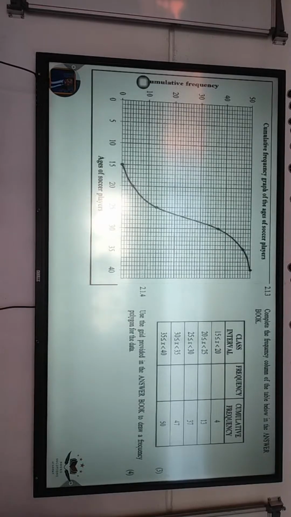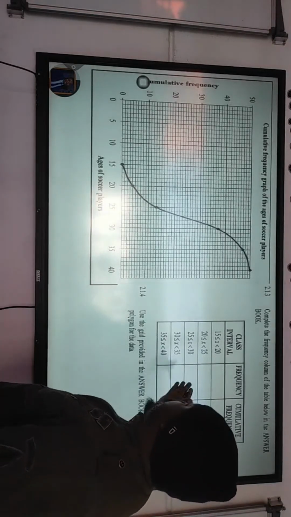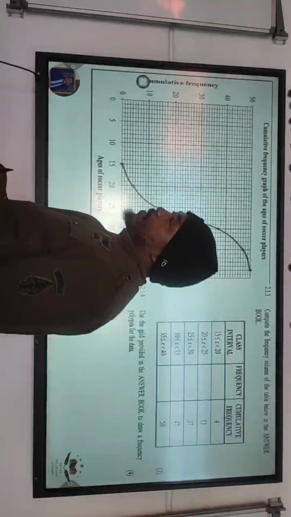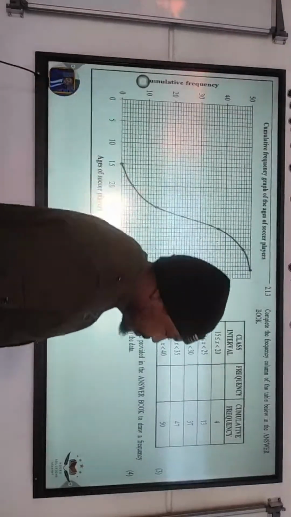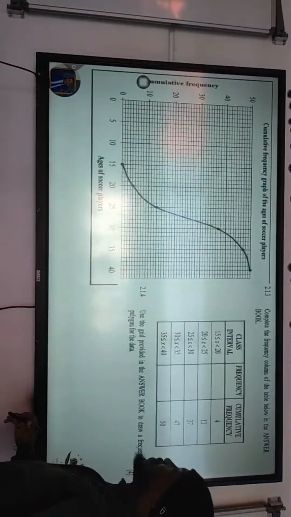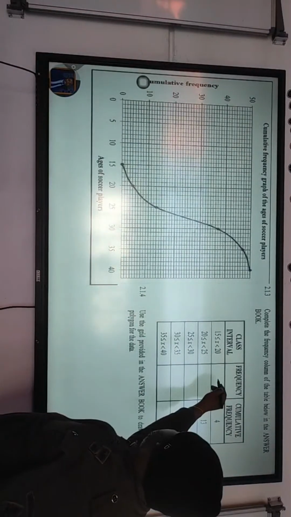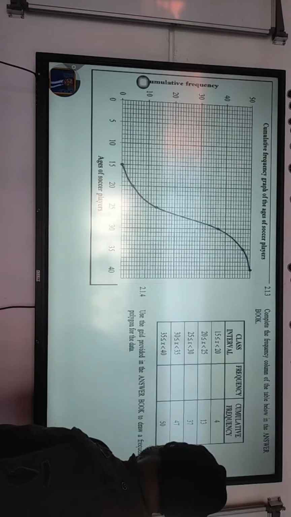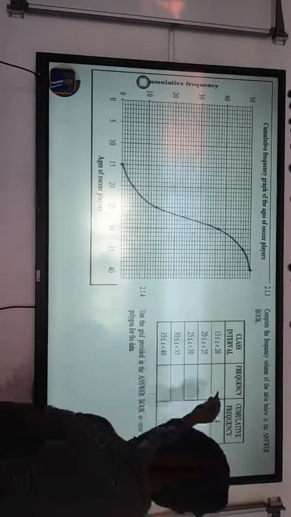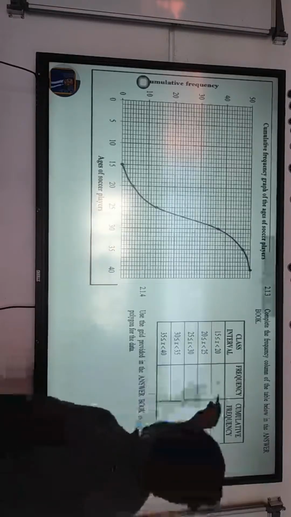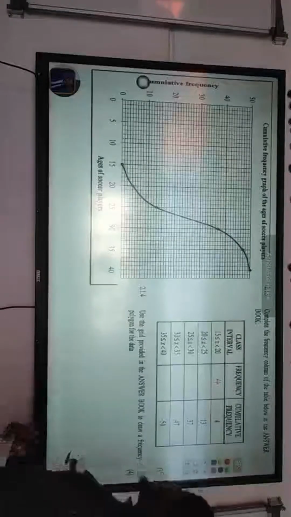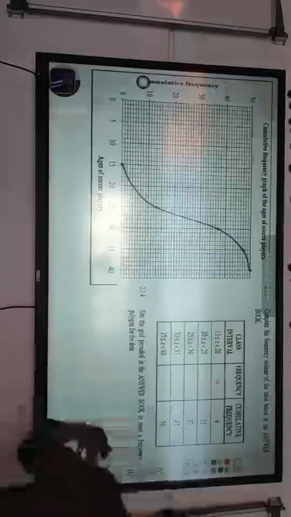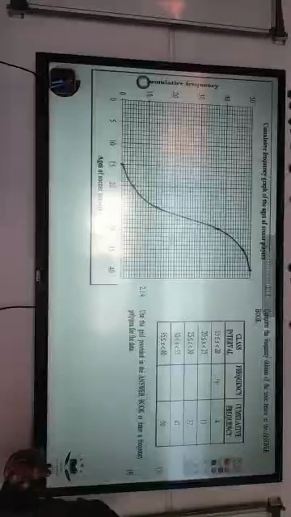Okay, let us now fill in the frequency. We are given the cumulative frequency. We have to fill in the frequency. So the first one, the frequency and the cumulative frequency will be 4. Agreed? And then the second one, because we're looking for the frequency, we're going back. It must give us 13.